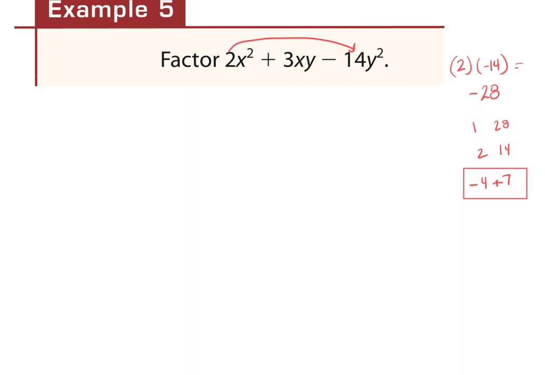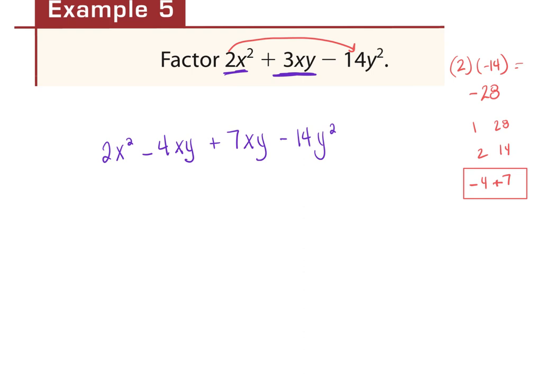When I rewrite it, leave this one alone, 2x squared. I'm going to use the coefficients I just got. -4, but I need an xy. +7, I need an xy. All right, and then -14y squared. So now my middle term has both variables because I need an xy in them.